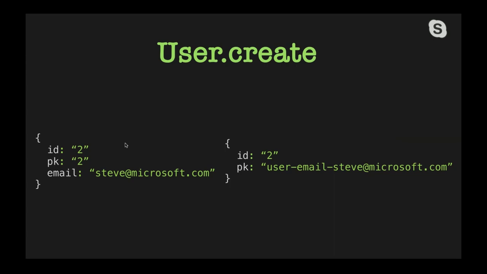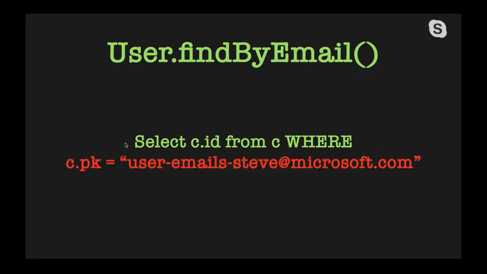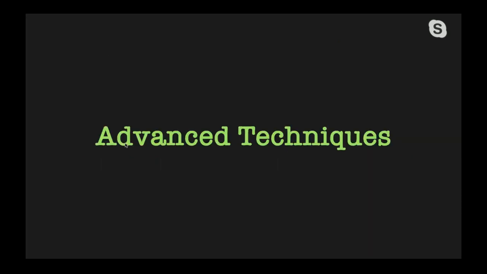index on these attributes. So I can now, instead of doing this, which is a cross-partition query, right? Select ID from c where c.email is Steve at Microsoft. Now, if I do this query, I can actually do it as a single partition query, and then I don't have to worry about that query taking a long time.